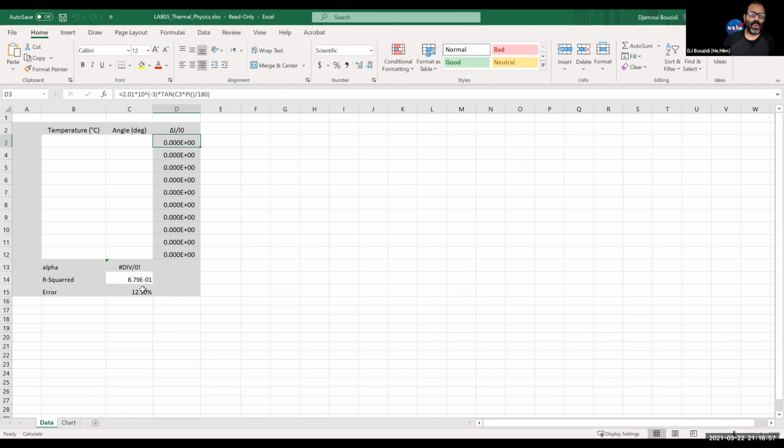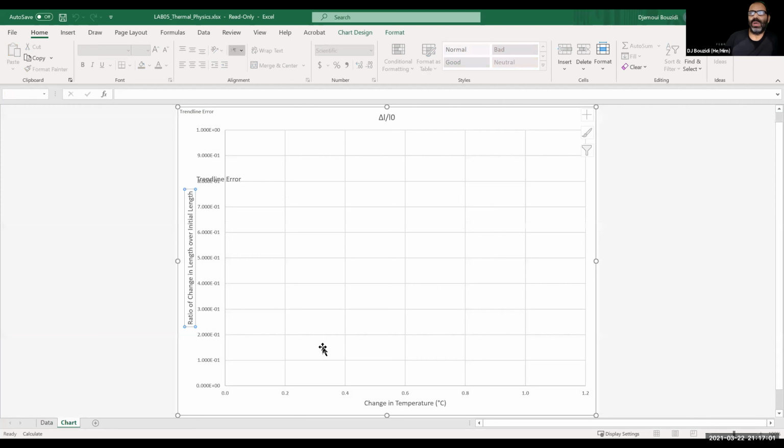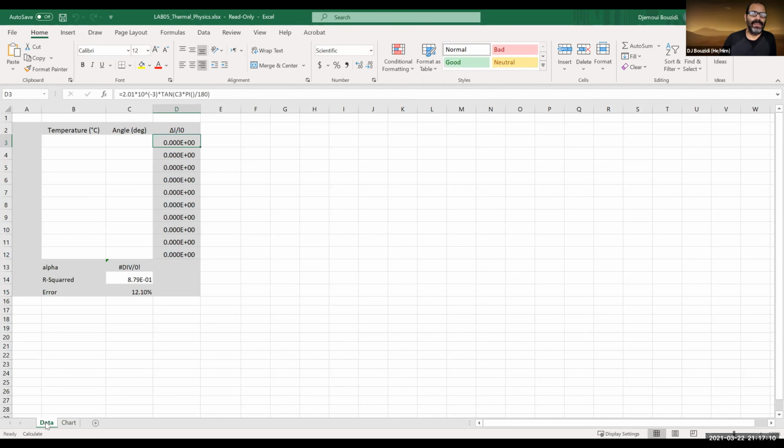Now, it's going to give you an R squared. How am I going to get my R squared? I have to go and look at the chart in here. The chart should give me the R squared. At this point, I don't have any data, so this is just a number in here. It could be any number.